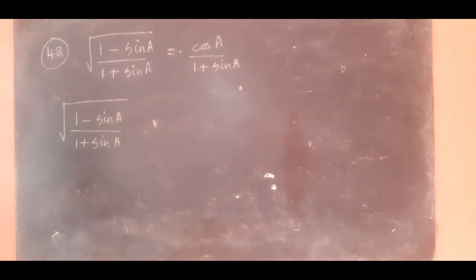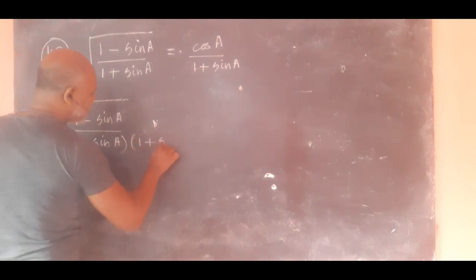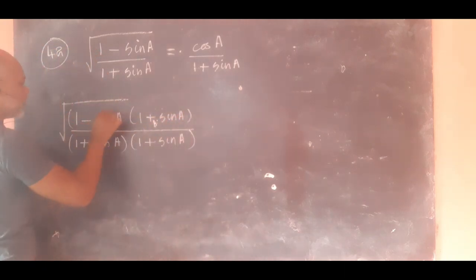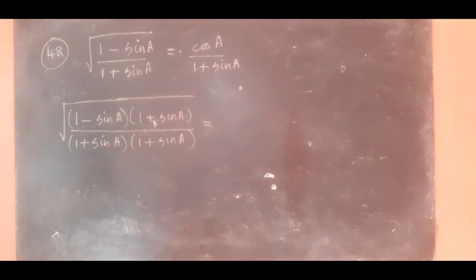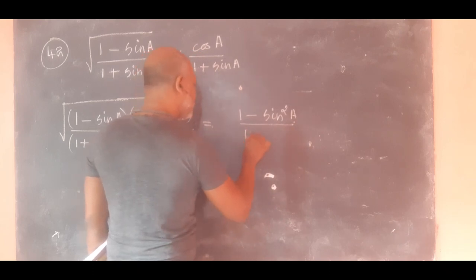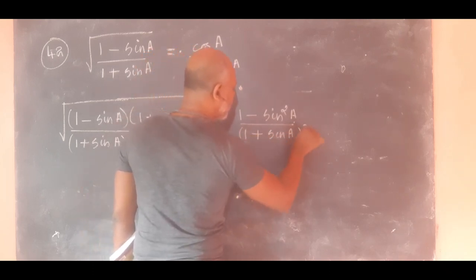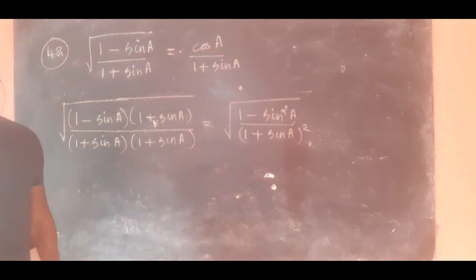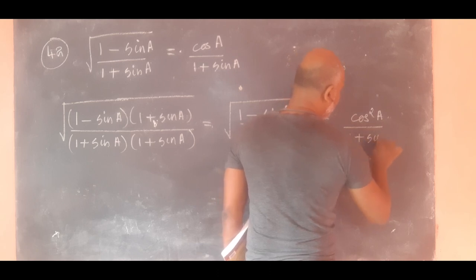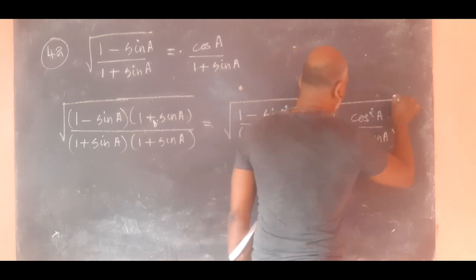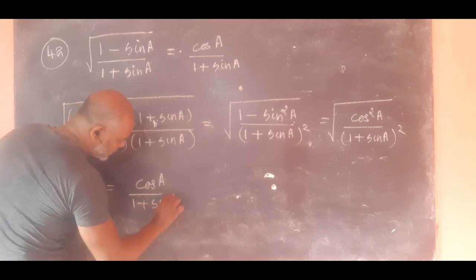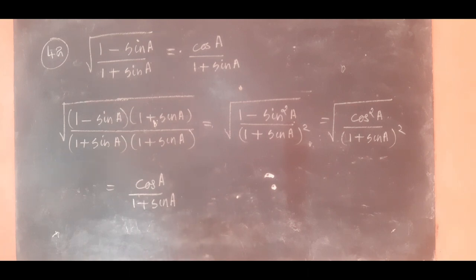So in the denominator we have 1 plus sin A. So what we will do, we will multiply 1 plus sin A on the denominator and simultaneously multiply 1 plus sin A on the numerator, and then we'll simplify. So now we have 1 minus sin square A divided by (1 plus sin A) whole square, its whole under root. So 1 minus sin square A is cos square A. So cos square A divided by (1 plus sin A) whole square under root. So if we remove the root, then we have cos A by 1 plus sin A, which is the required answer. So again we have LHS is equal to RHS.